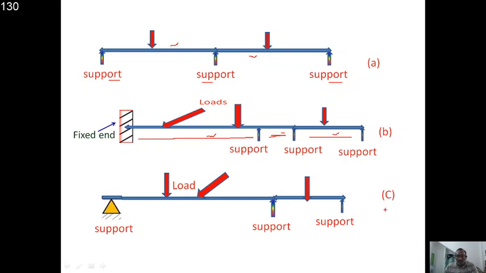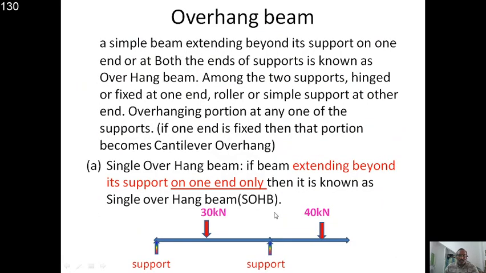Coming to the picture, we see that there are two spans. This is span 1, this is span 2, in which the supports are three: support 1, support 2, support 3. There are three supports, so there are two spans, and since the supports are more than two, it is a continuous beam. We see these types of combinations for the continuous beam in practice also.